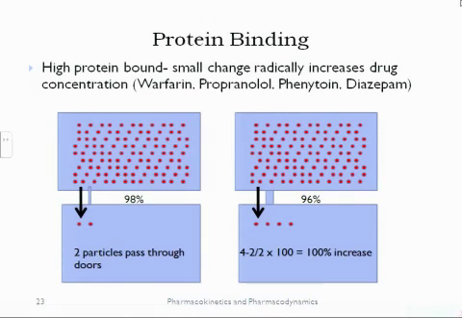Now, if you change the protein binding just by reducing it by 2%, which is not very much, so you go from 98% to 96% bound, how does that change anything? Well, instead of allowing 2 particles to cross, you're now allowing 4 particles to cross over. That's not that much difference when you look at it as a number, but when you look at it as a percentage, it's huge. It's a 100% increase in total particle crossover, and it means that the effect is doubled. So you can poison somebody really easily by changing their protein binding concentrations.